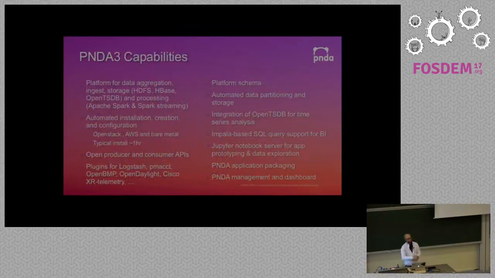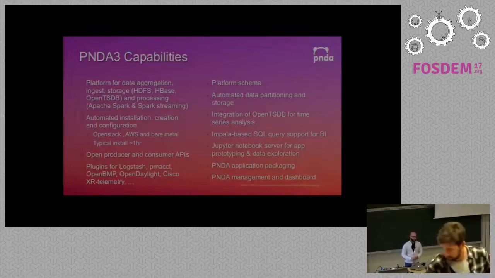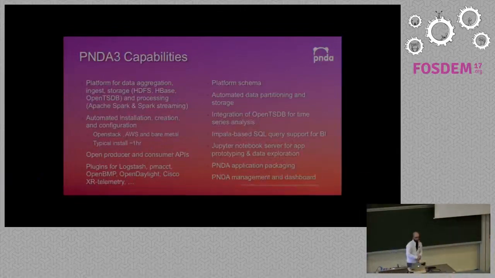So what we provide at the moment, we are on release 3.4. As part of this release, we are providing all the installation to build your platform on top of OpenStack or on bare metal. This is based on a Heat template. So in less than one hour, you can have your platform ready to use. It's also possible to bootstrap the platform on Amazon. As I said, we've got plugins for Logstash, OpenDaylight, and a lot more.